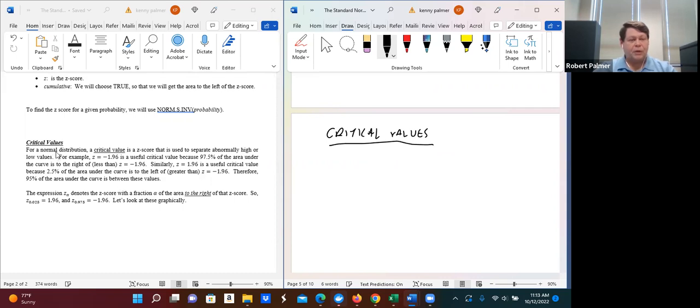Okay. So it says a critical value. Let me just read this. For a normal distribution, a critical value is a z-score that is used to separate abnormally high or low values. For example, z equals negative 1.96 is a useful critical value because 97.5% of the area under that curve is to the right of that value. Okay. Similarly, a z of 1.96 is a useful critical value because 2.5% of the area under that curve is to the left of that value.